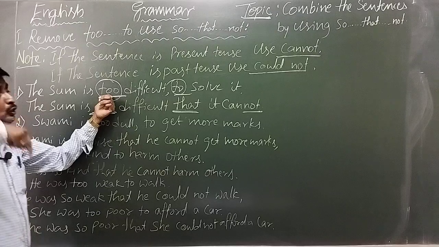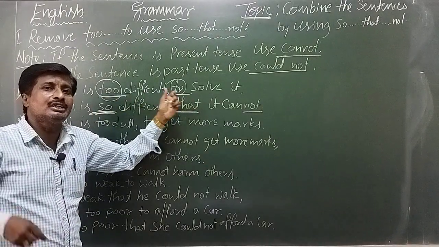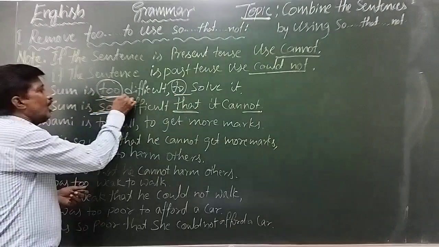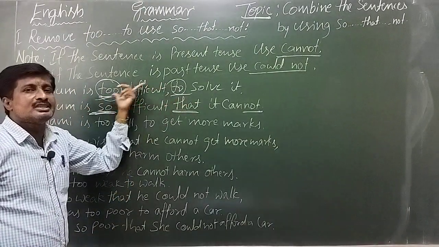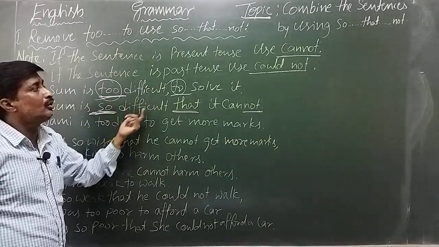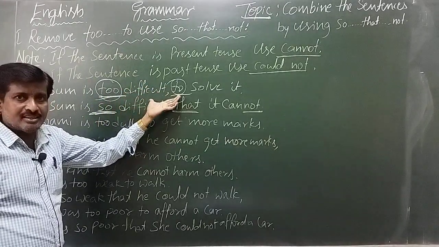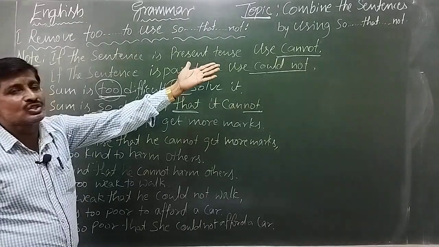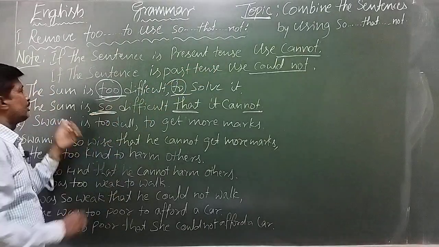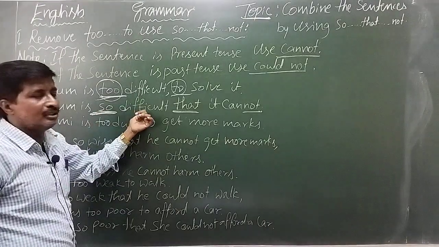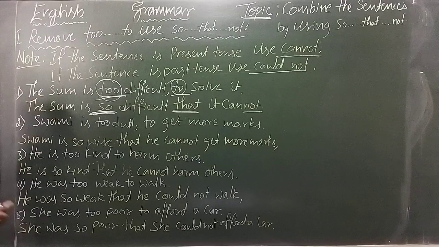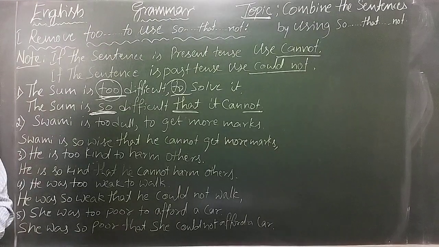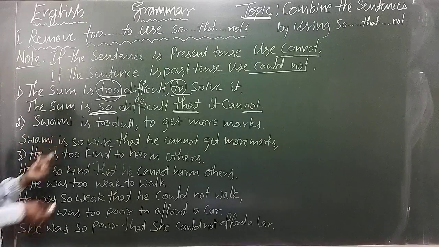The sum is too difficult to solve it. Too difficult to solve it. So already too is there. We have to remove these two. Instead of these two, we have to combine the sentence by using so that not. The sum is so difficult that it cannot.